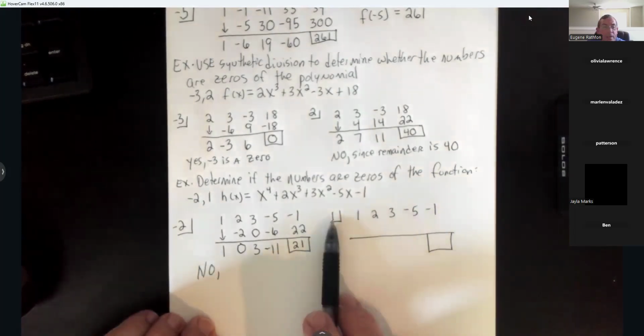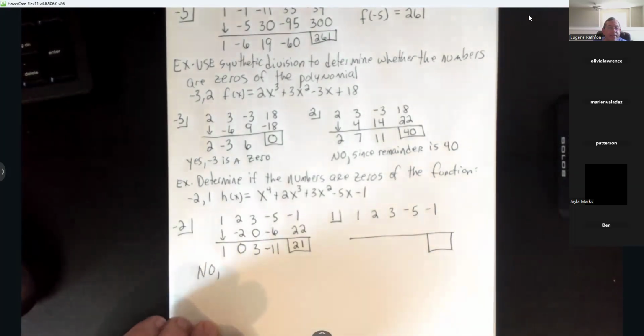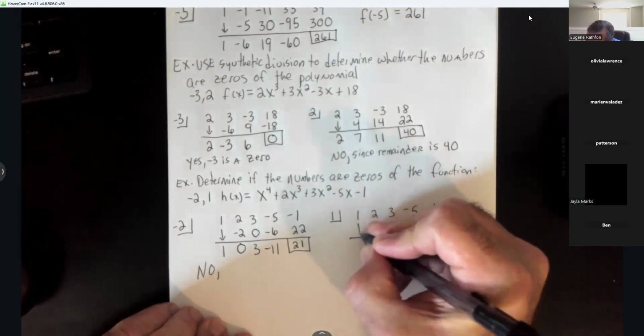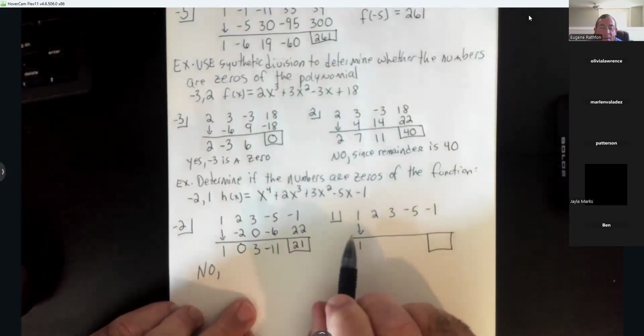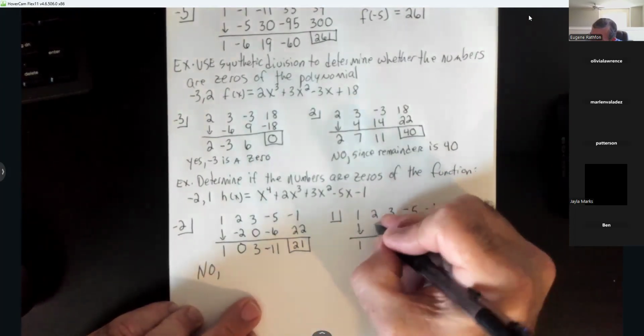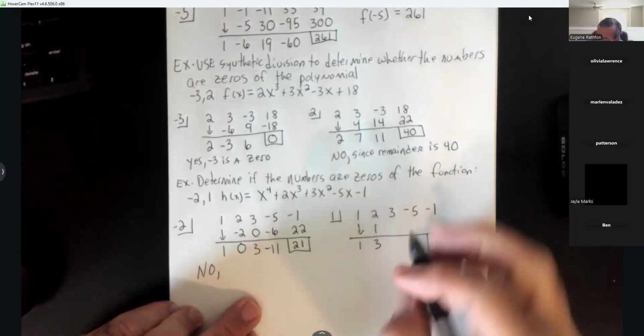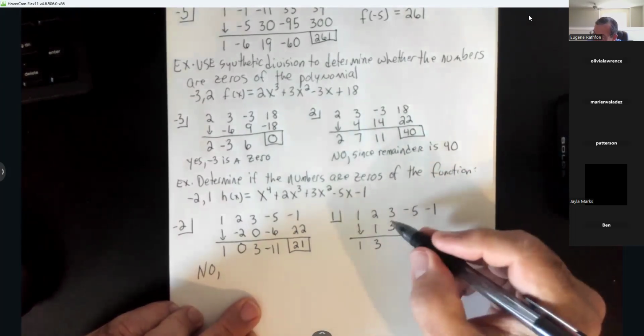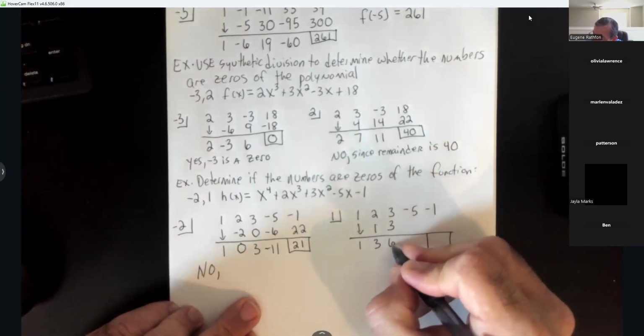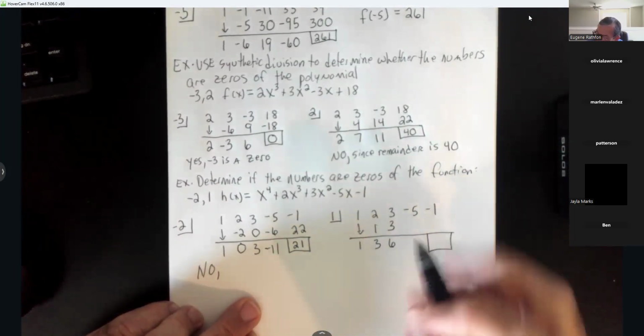So is 1 a 0? And Ben, you done got a yes up there. So let's go. So bring the 1 down. 1 times 1 is 1. 2 plus 1 is 3. 3 times 1 is 3. 3 plus 3 is 6. 6 times 1 is 6.